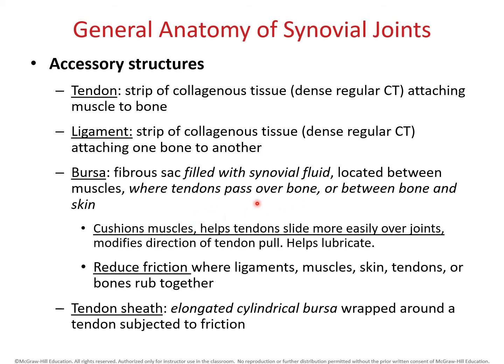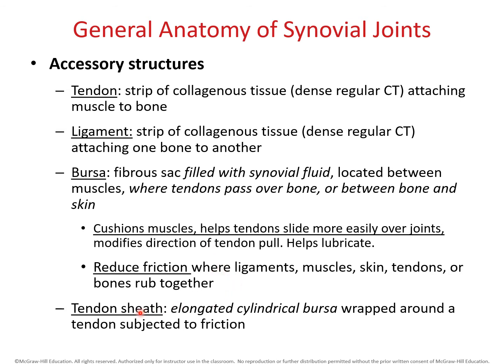Where tendons pass over bone, for example, we don't want, every time we move, our tendons to get torn up or damaged. So we need a little cushion existing between the tendon and the bone. Those are going to be bursae. As it says here, it helps tendons slide more easily over joints. It also helps lubricate because we do have synovial fluid in it. We're also going to reduce friction between any of the structures existing in that joint.